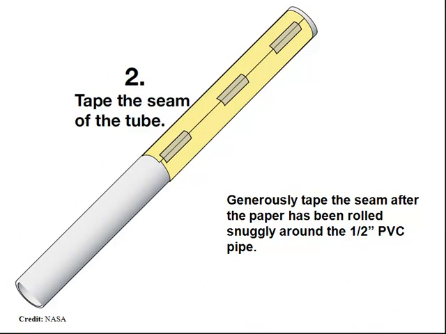By rolling the sheet of paper snugly around the PVC tube, you're creating a lot of strength for your rocket body too. For step 2, you want to go ahead and tape the seam of the tube. Generously take 2 to 3 inch pieces of tape and tape the seam from the top to the bottom.